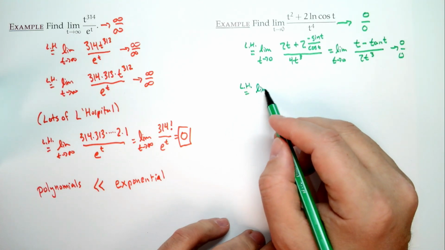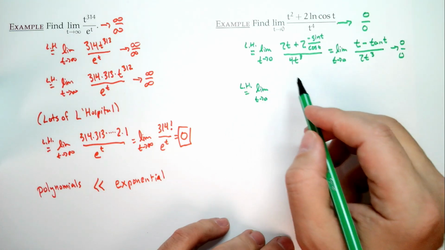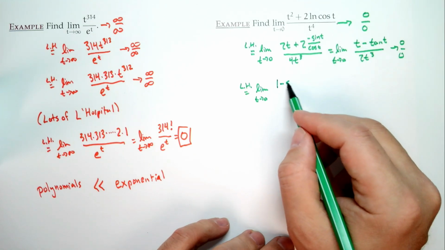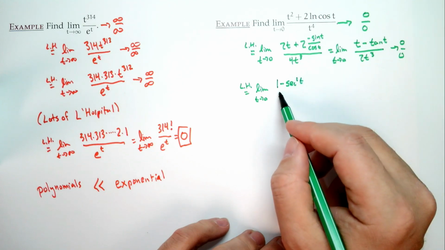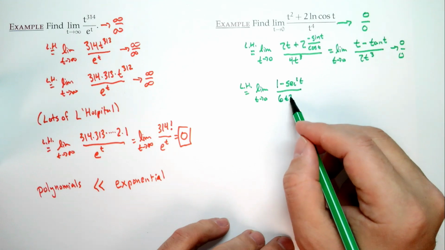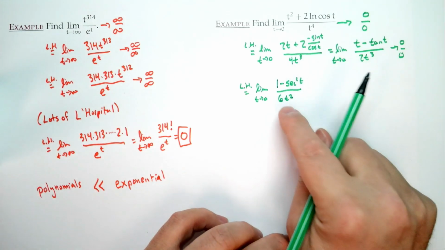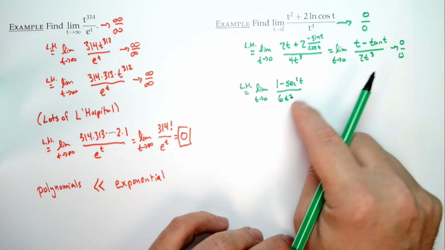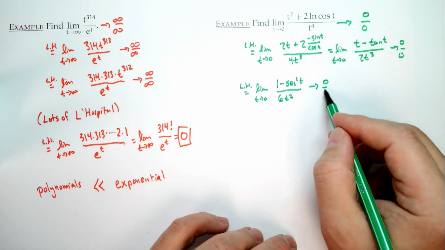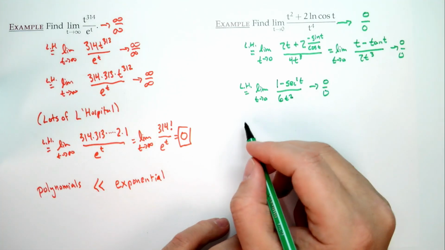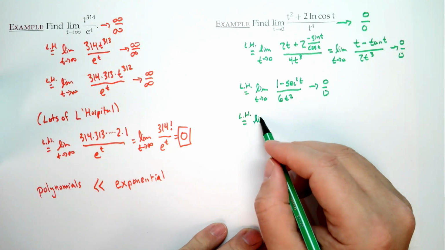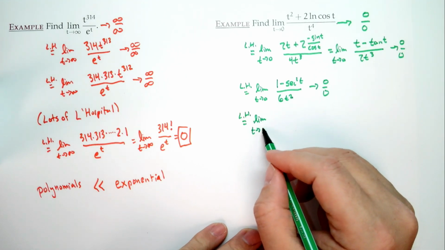That becomes a limit as t goes to 0. Upstairs, well, the derivative of t minus tangent of t, 1 minus secant squared t. Downstairs, the derivative of 2t cubed, 6t squared. Now, plug in t equals 0. Well, obviously downstairs is still 0. Upstairs, 1 minus 1, also 0. So this is going to 0 over 0. So what do we do? L'Hopital! You get a L'Hopital, everybody gets a L'Hopital.